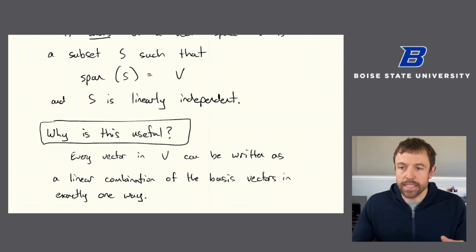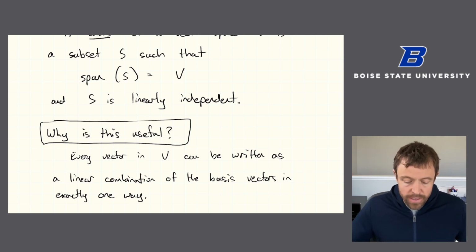in exactly one way. So if we have a basis, it spans the whole set. So we can definitely write every vector in V as some linear combination of the basis vectors, but we can't do it in two different ways because that would result in linear dependence in the set. And so this is actually a really useful property. There are other reasons that bases are useful, but this means we don't have redundant vectors. We don't have more than we need.